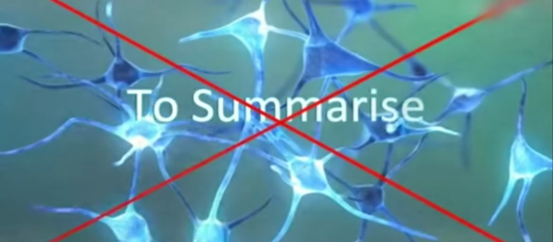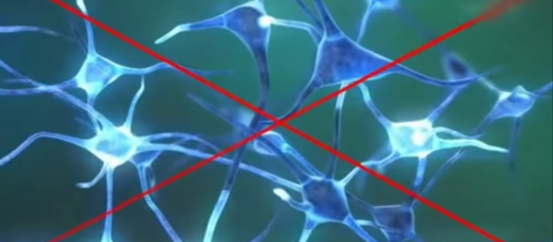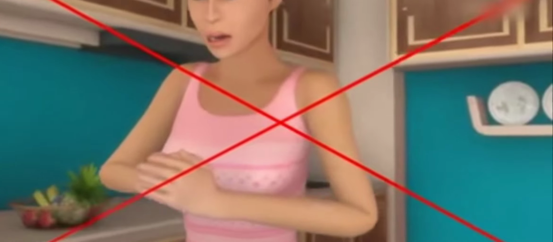To summarize, if we unknowingly touch a hot object, we immediately pull our hand away from it. This process involves coordination among the nerve cells called neurons.